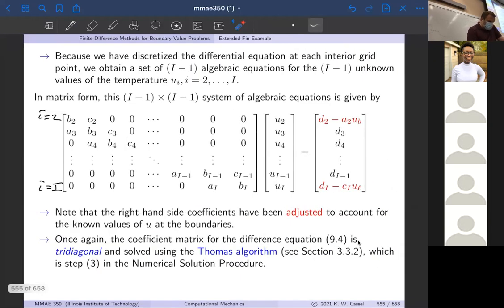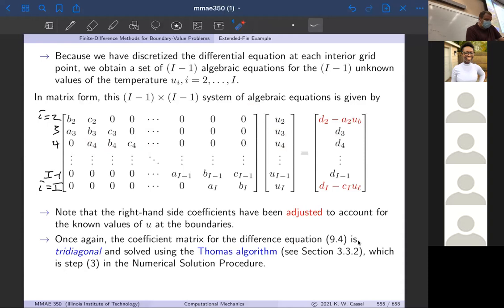All of the other equations for 3, 4, and then this is capital I minus 1. For all of those interior equations, it's just A3 times U2 plus B3 times U3 plus C3 times U4 is equal to D3. And then everything just shifts over. A4 times U3, B4 U4, C4 U5 is equal to D4. I'm just writing down all of those equations in matrix form. That's all we're doing. All right, now let's come back and think about this.